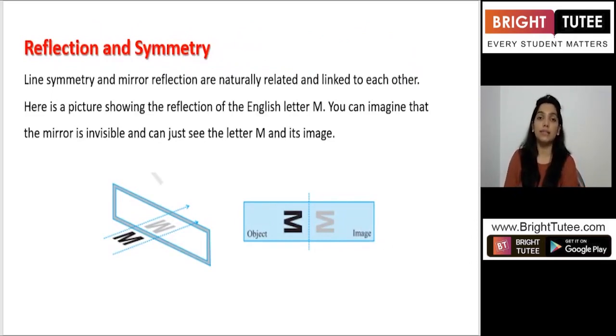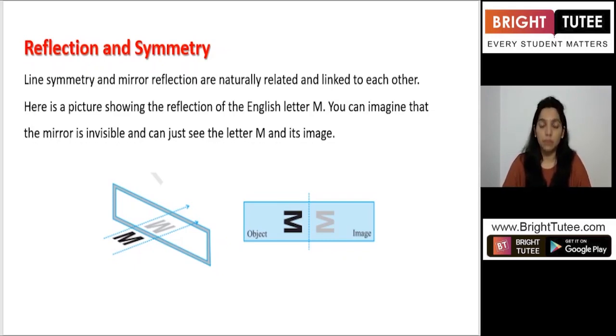Right, so starting with reflection and symmetry itself, let us understand what we mean by reflection and symmetry. When you stand in front of a mirror, what you see in the mirror is your reflection. Similarly, if any object is placed in front of a mirror, what you see in the mirror is called its reflection. Line of symmetry and mirror reflection are naturally related and linked to each other.